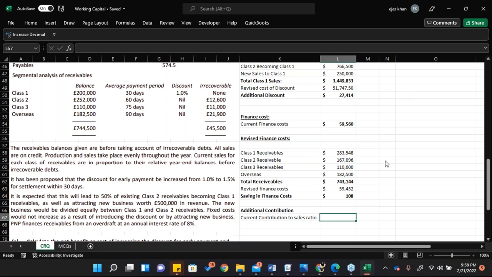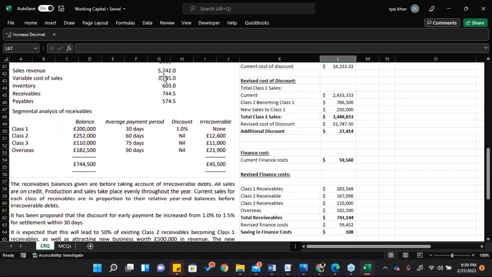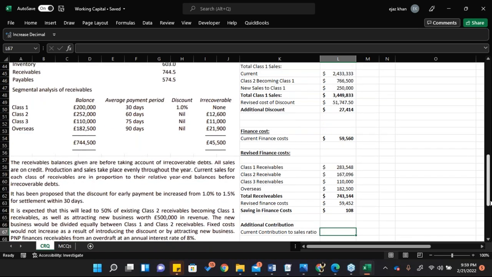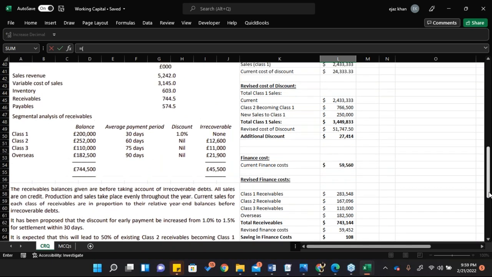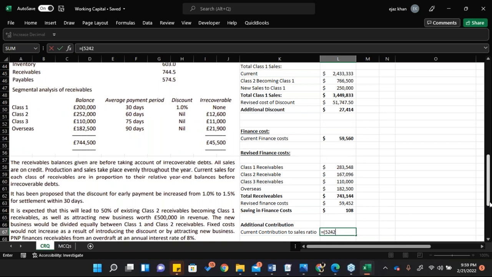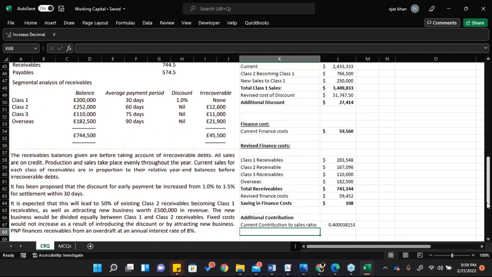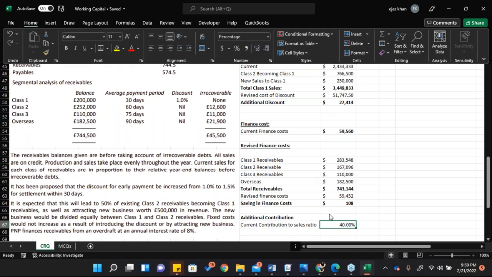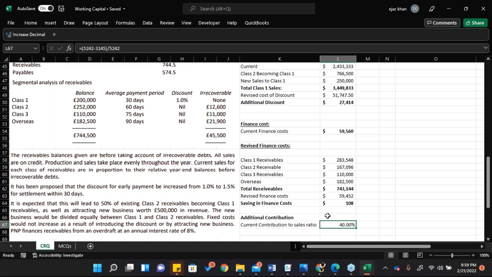So we have to calculate the contribution to sales ratio with the help of the information given above. From here, we need to calculate the additional contribution, which will be equal to 500,000.